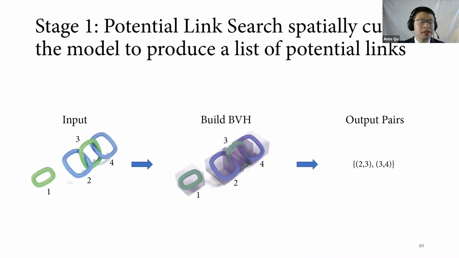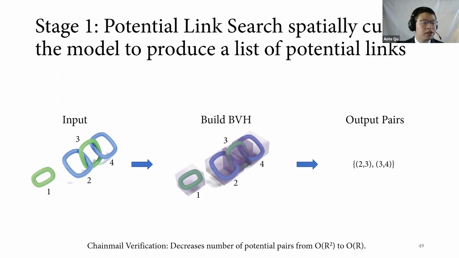So stage 1 is the potential link search. We first compute bounding boxes and build a bounding volume hierarchy, which is a BVH. Because 2 loops whose bounding boxes don't intersect would have no linkage, we can just output a list of pairs of intersecting bounding boxes as a list of potential links. This allows us to cull the list of potential pairs greatly. For example, in the chainmail example, if R is the number of rings, then the number of potential pairs goes down from order R squared to R.